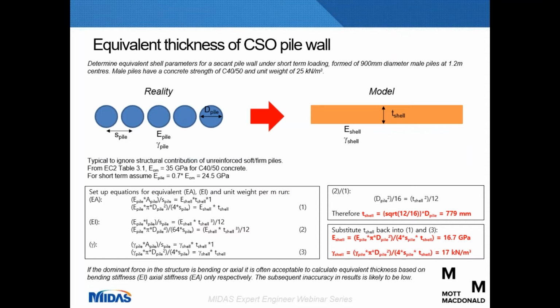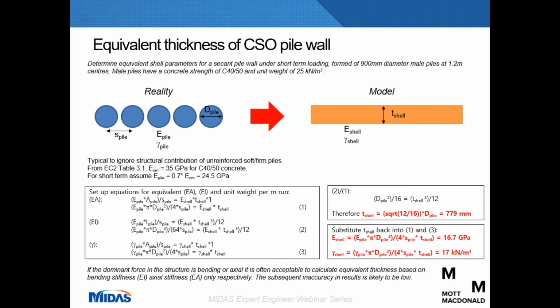So whilst the modelling of the secant pile wall as an equivalent shell wasn't actually critical for this model, I've included here an example of how we approximated a wall formed of discrete circular elements to a constant thickness shell. So the secant pile wall in reality was 900 mil diameter piles at 1.2 meter centers with a given concrete strength, unit weight, and stiffness.